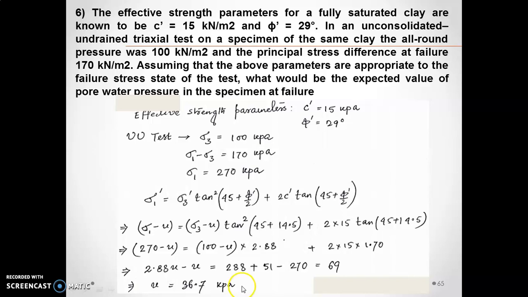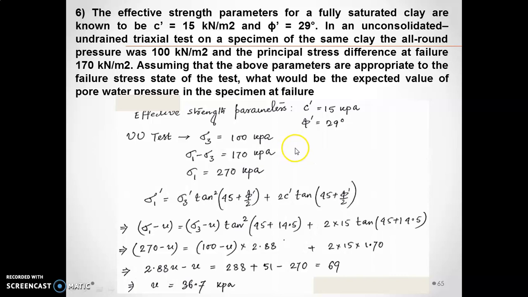So, like this, you can calculate the expected value of the pore water pressure in the specimen at failure. Okay, I hope all of you understood. Very simple. The main thing is you should know all the terms, like if it is an unconsolidated undrained test, then what is sigma 1, what is sigma 3, and what is c and what is phi. It is given here. And also this formula you should always remember. And if it is in the case of effective strength, you have to deduct the pore water pressure, that is nothing but u. So, you can get the answer. I hope all of you understood.